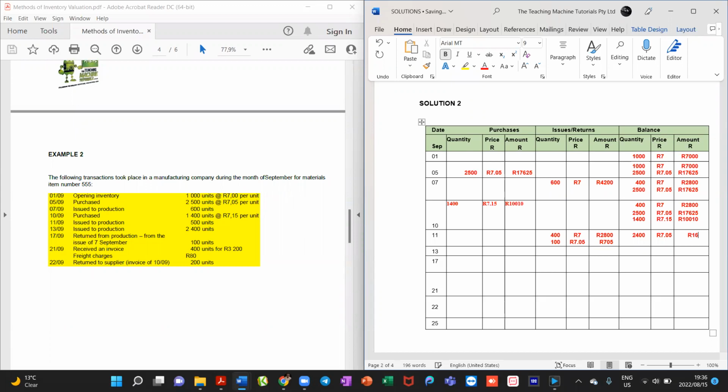16,920. Perfect. The third batch remains unchanged. Okay, so 1.4 times 7.15 and then it's 10.10. 10, 0, 0, 10. Okay, so far, so good.